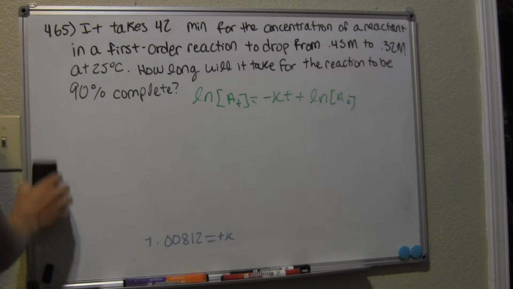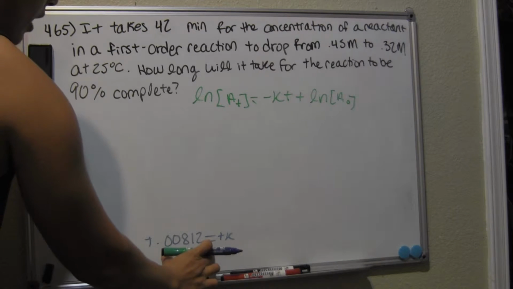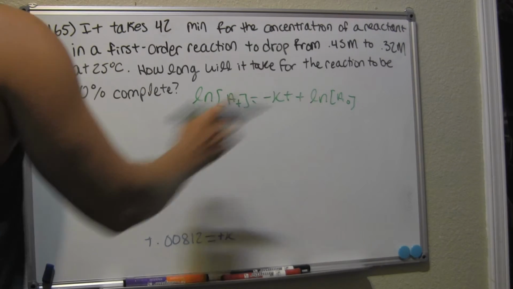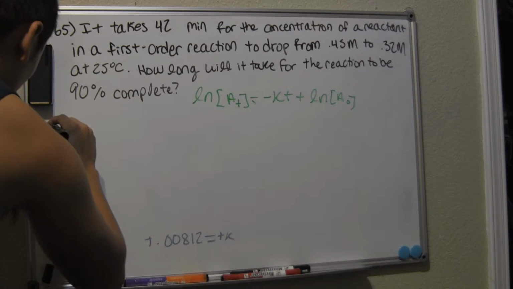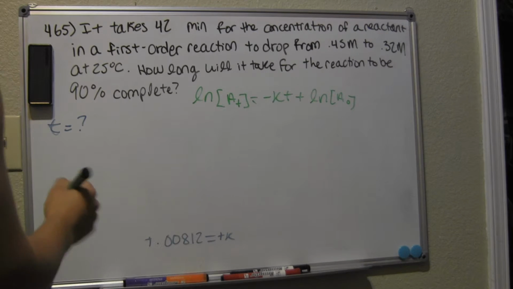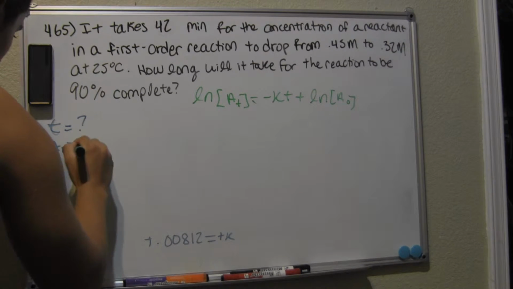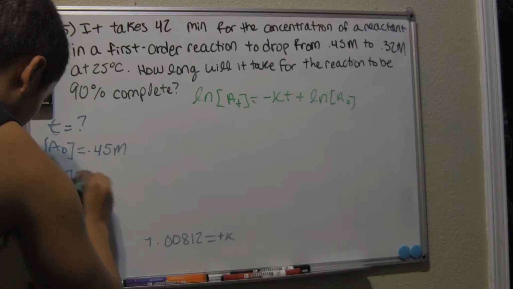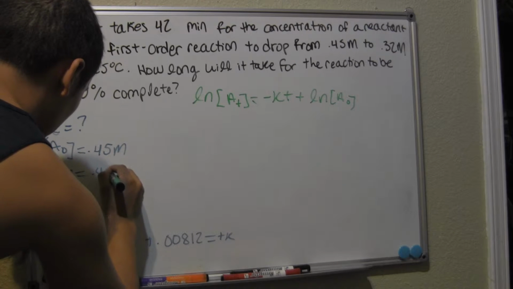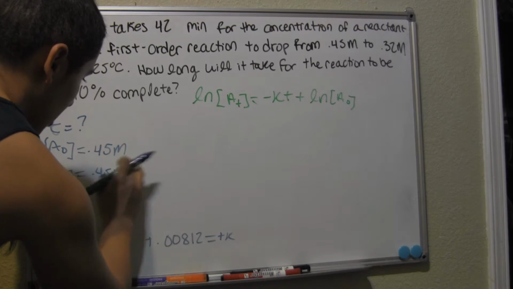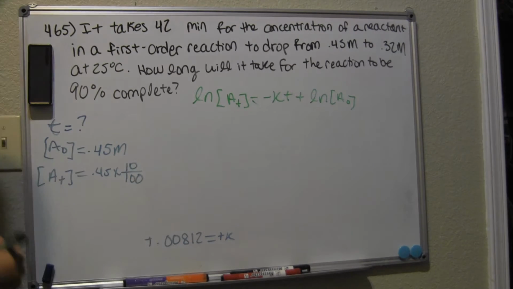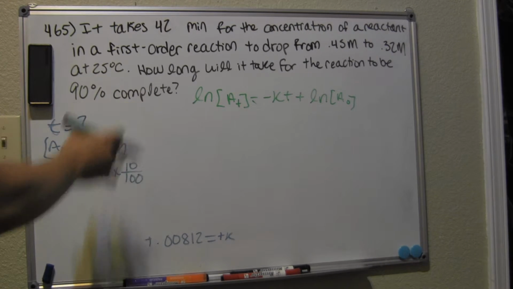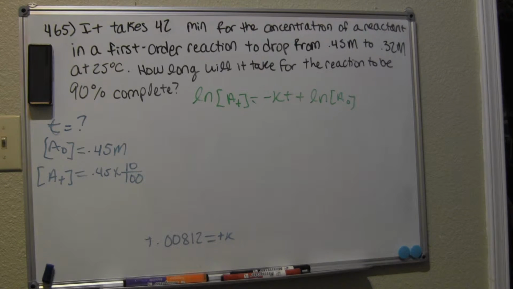Alright, so the second part is to use this k value and plug it into the second reaction in order to find the time for the reaction to be 90% complete. We don't know t, we're looking for t, so let me write down t equals question mark, and [A]0, the concentration of A naught, is equal to 0.45 molars, and the final concentration is going to be equal to 0.45 molars times 10 over 100, because after the time that passes you're going to have 10% remaining. Because it's going to be 90% complete, that means you have 10% of your reactant left.